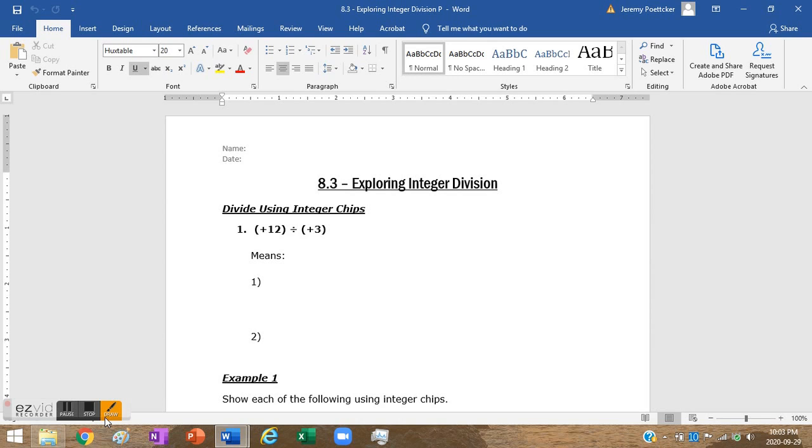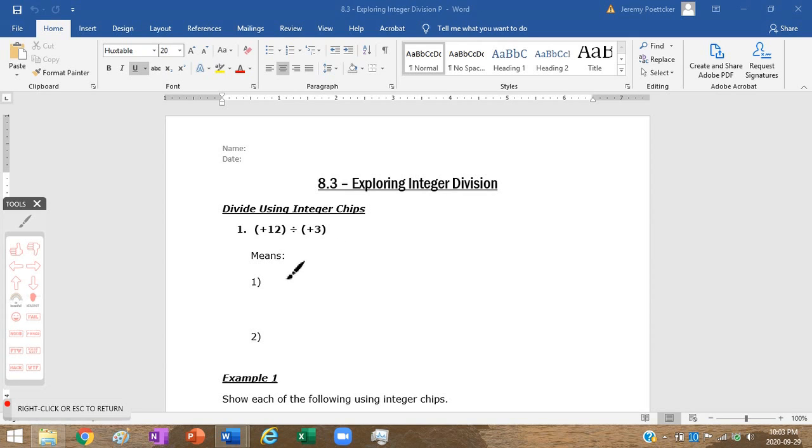Positive divided by a positive, just like always, is going to be a positive. Negative divided by negative, like we learned with multiplication, that's going to be a negative. Or sorry, that's also going to be a positive. And if we've got negative divided by positive or positive divided by negative, we'll get negative. So the signs are the same, answer will be positive. The quotient will be positive.